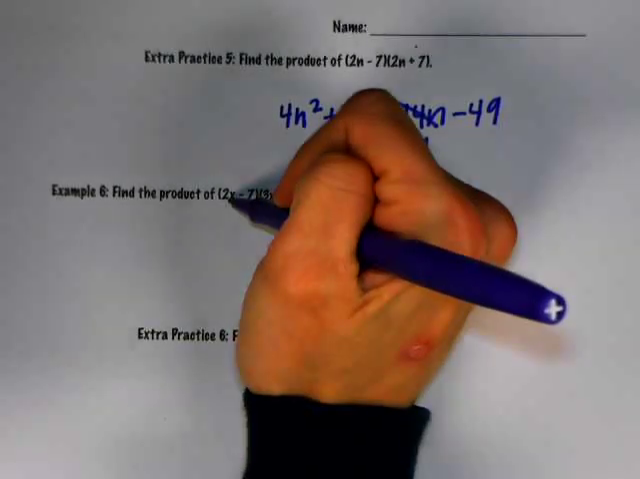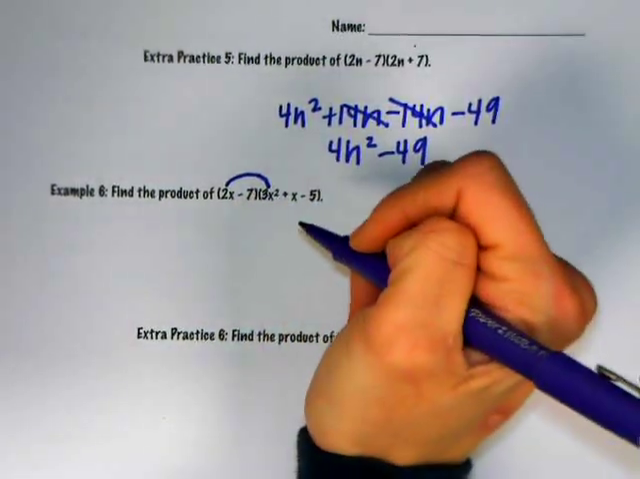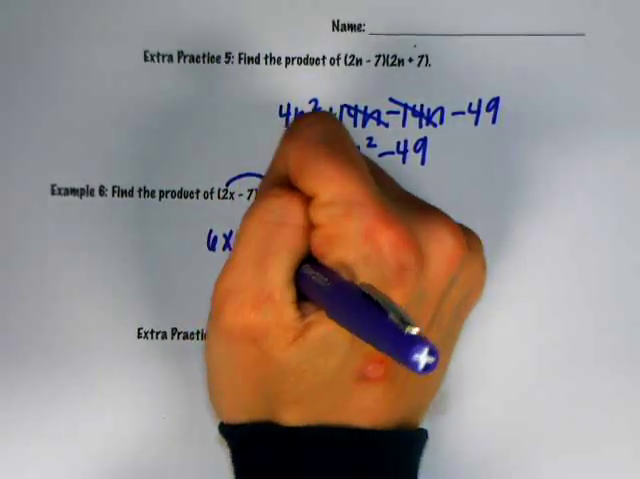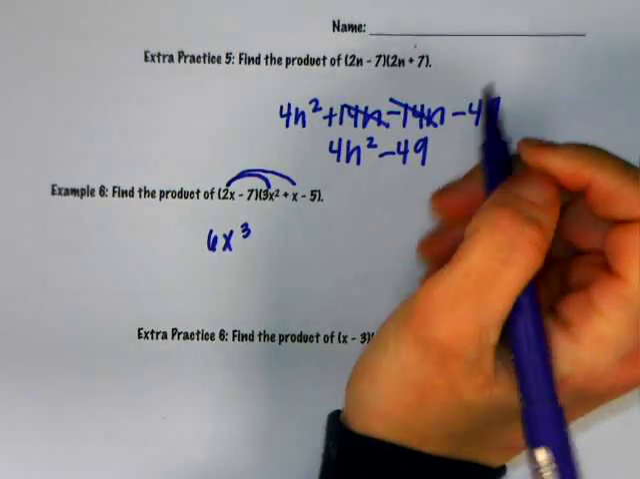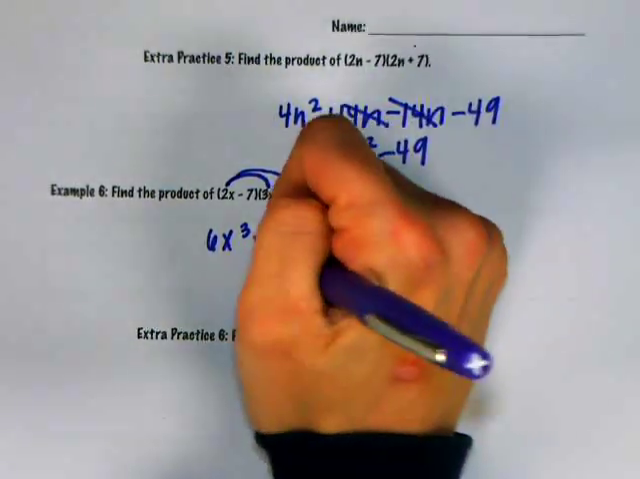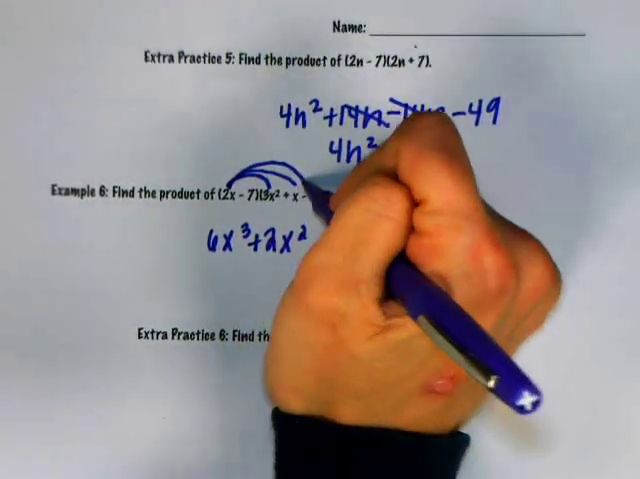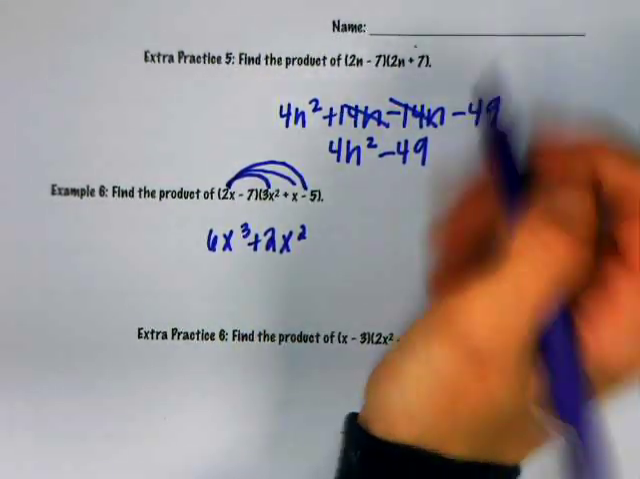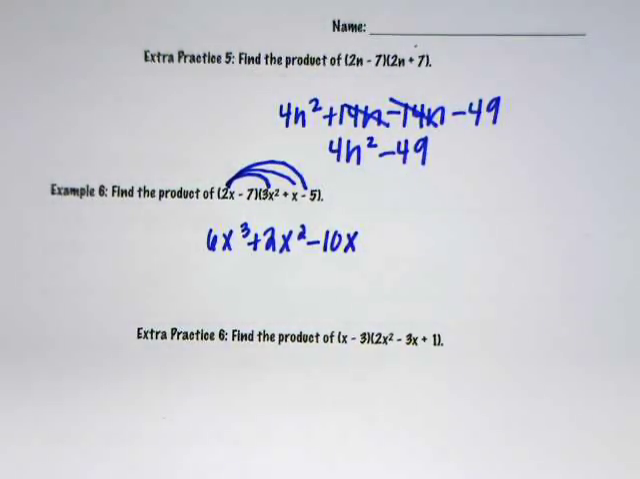So 2x is going to be distributed first. So 2x times 3x squared. 6x to the third. Okay, then 2x times x. Multiply. Yep, 2x squared. And then 2x times negative 5. Negative 10x. Yep. So that's the first thing being distributed.